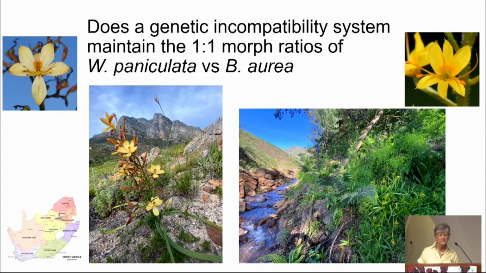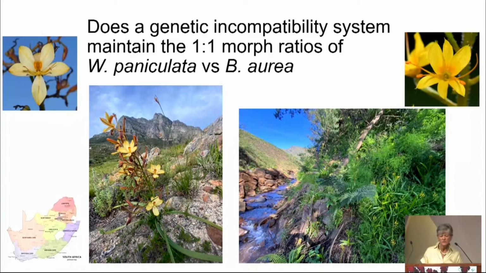Okay, so the first question is, if we go and count Wachendorfia paniculata, I'm very lucky, they actually grow behind my house in Cape Town, which makes for a very easy experimental system. And if you go and walk down the fire break and you count them when they come up, there's exactly a 1-to-1 ratio of left morphs versus right morphs. So this is Cape Town. You can see Cape Town's down in the bottom left-hand corner.